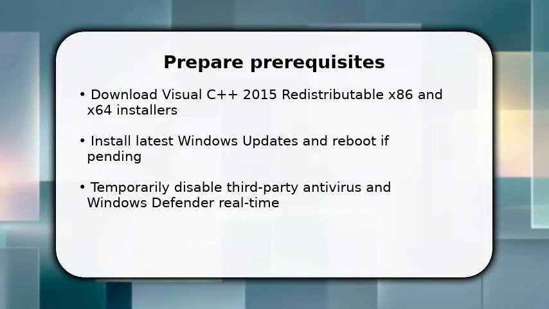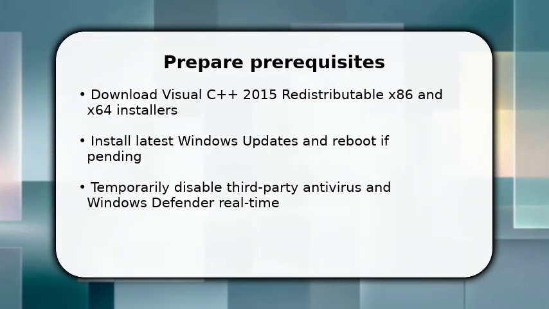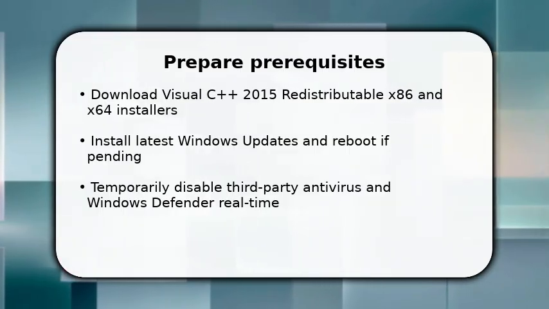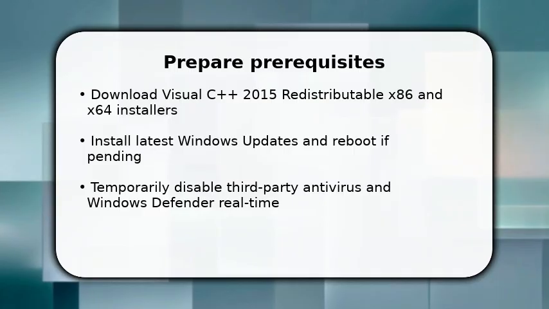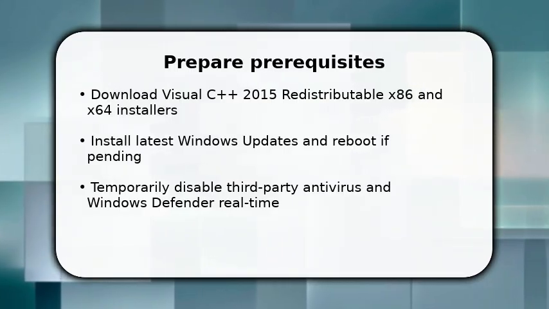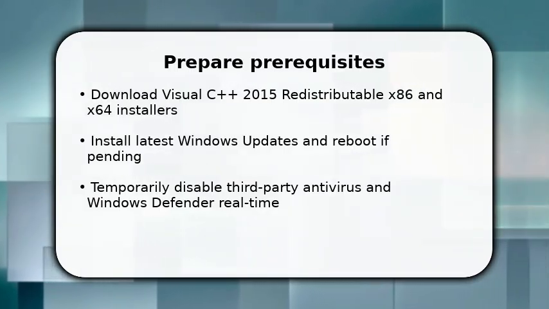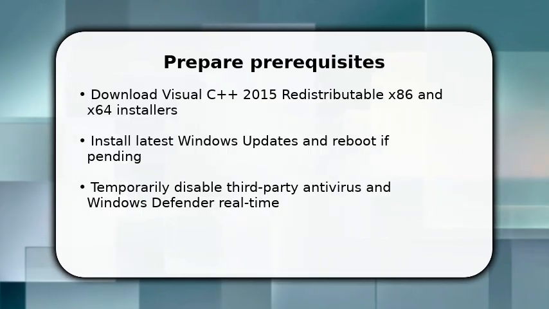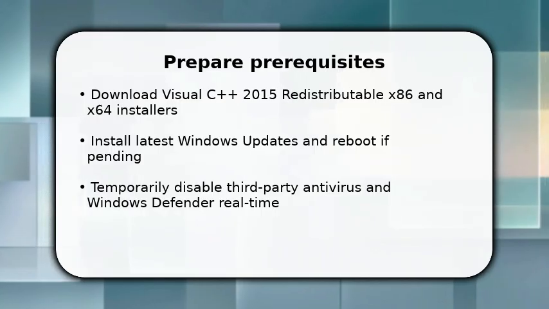You start by getting the essentials in place. Download both x86 and x64 Visual C++ 2015 redistributables, because many apps require one or the other. Once done, make sure Windows Update is current and reboot if updates are pending so system files aren't locked.